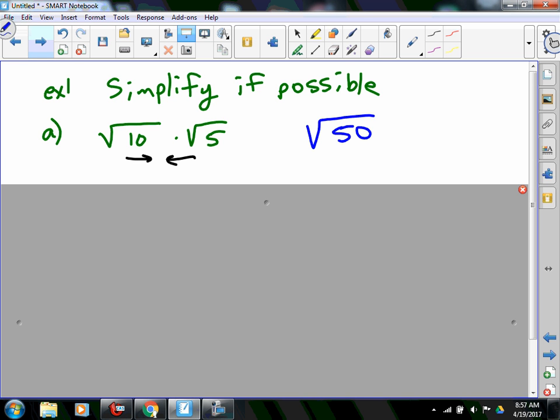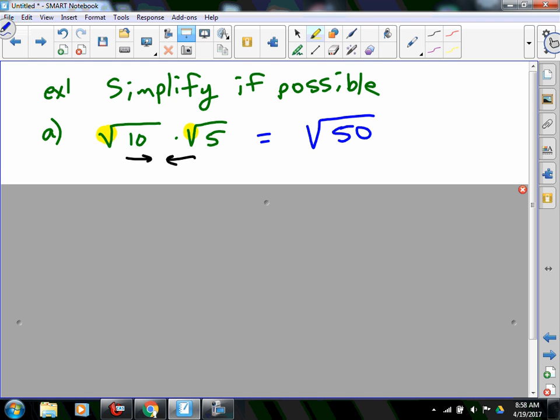There is a reason that it is possible to do that. Remember what we said about this index and this index? They have to be the same. There's no index there. By default, the index is what? 2. Good. So the index is the same. So we end up with the square root of 50. And I feel like an infomercial host sometimes. We're not done yet. Wait, there's more.